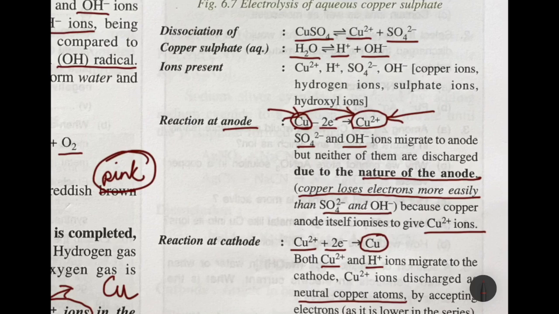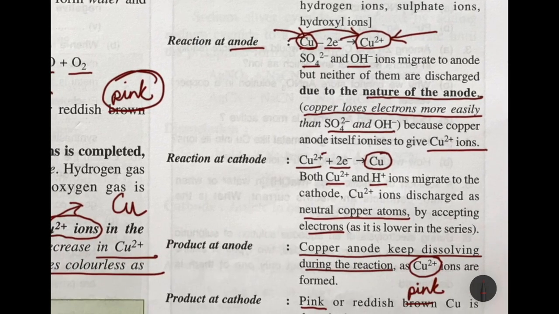So even when copper ions are forming copper metal at the cathode, what is happening at the anode? There is continuous addition of copper ions. So as a result, what happens? The blue color of aqueous copper sulfate solution remains unchanged during its electrolysis with copper electrodes. Okay, so remember here, hydrogen ions, sulfate ions and hydroxyl ions are not taking part in the electrolytic reaction, and they are known as spectator ions. That means they are just there watching the reaction.